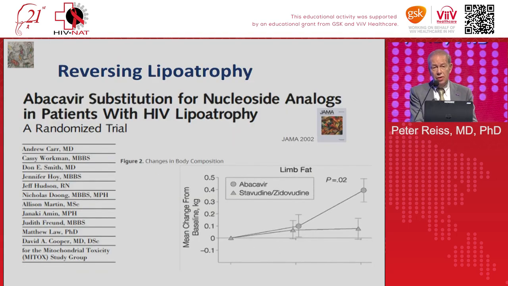The Sydney team, in their characteristic fashion, then went on to perform the seminal trial to show that discontinuing thymidine analogs and replacing these by abacavir could halt the progressive loss of subcutaneous adipose tissue and partly reverse it.